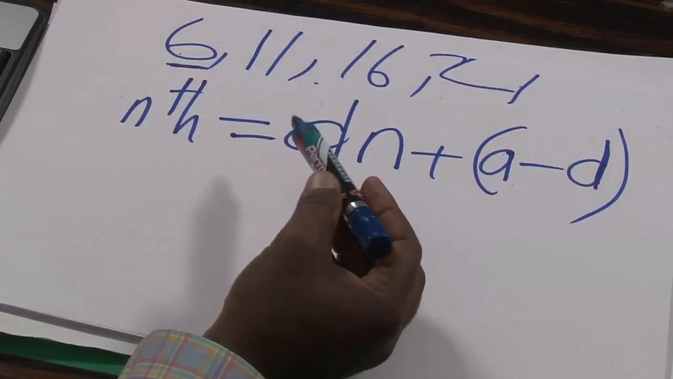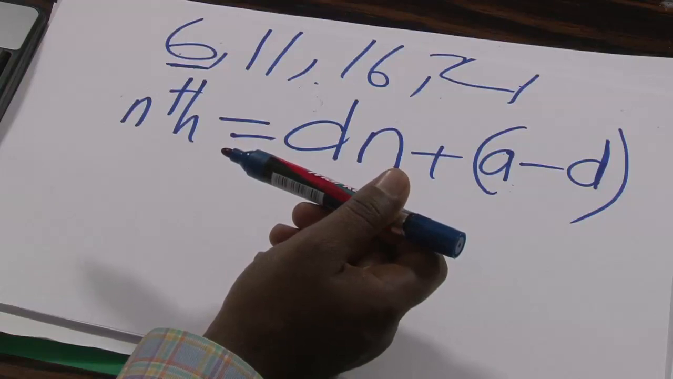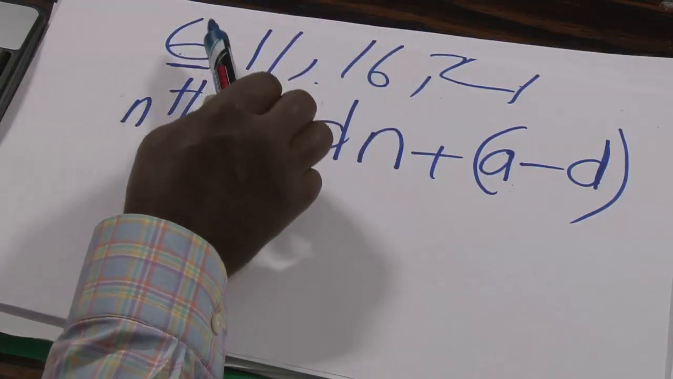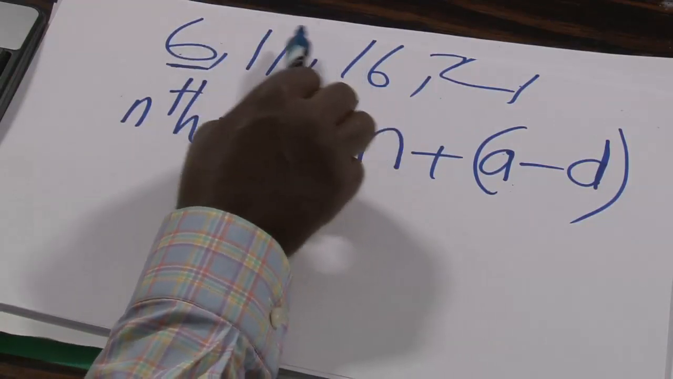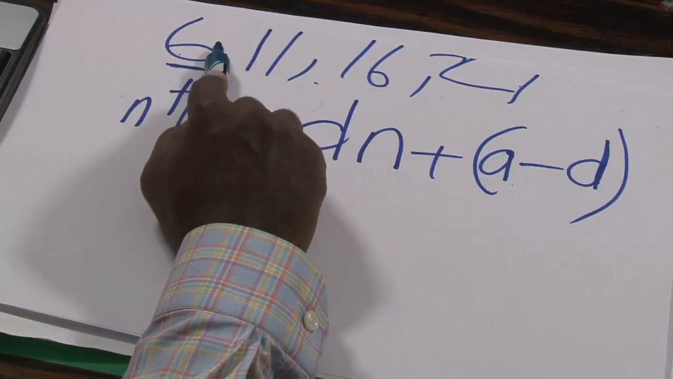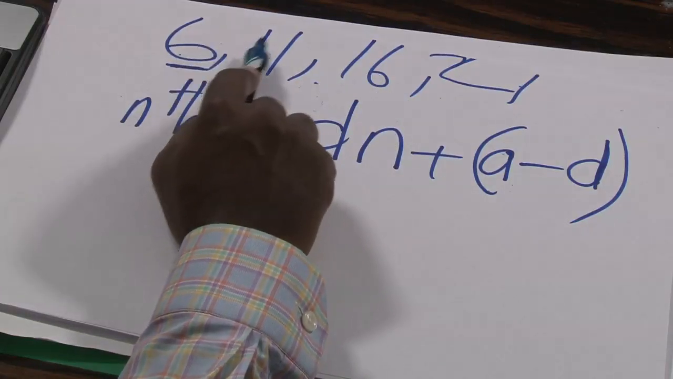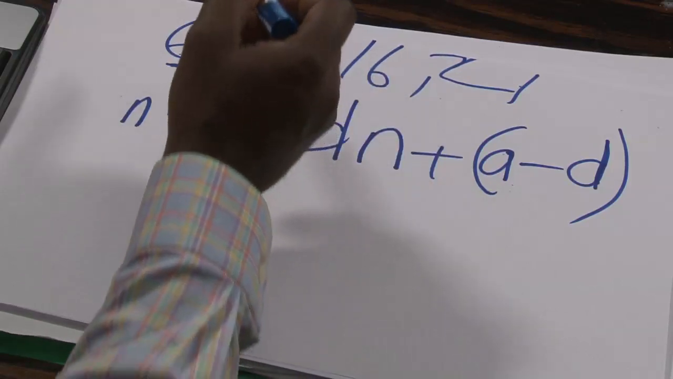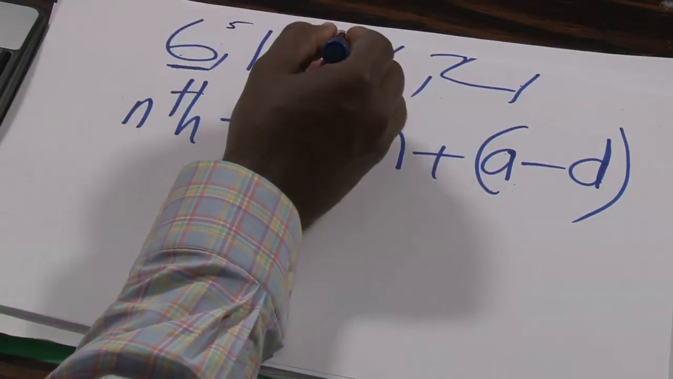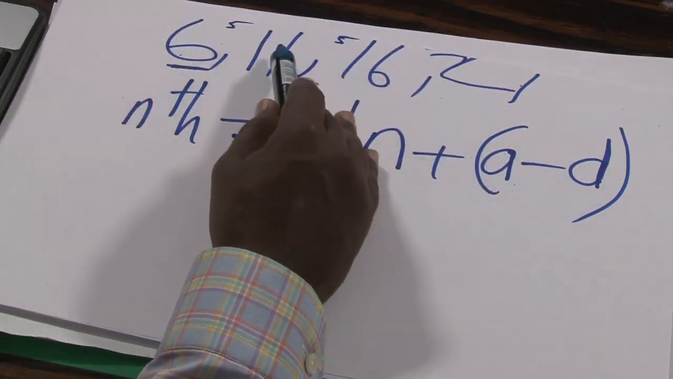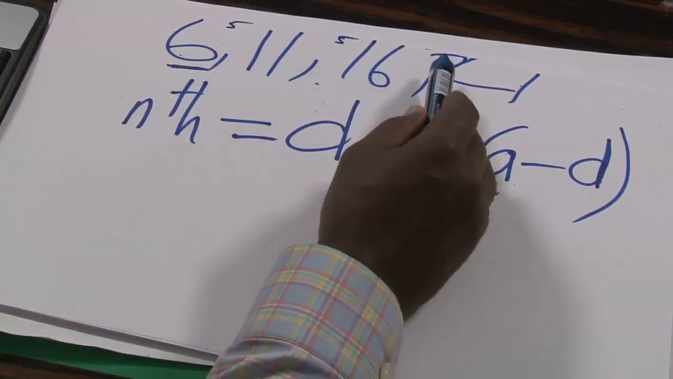And d is the common difference between the terms. What you need to do now is subtract these two, subtract those two, and subtract those two. And you will notice that if you subtract 6 from 11, you get 5, and this one you still get 5, and you still get 5. You can notice that these numbers are increasing by 5, 5, 5, meaning that 6 plus 5 is 11, 11 plus 5 is 16, 16 plus 5 is 21.